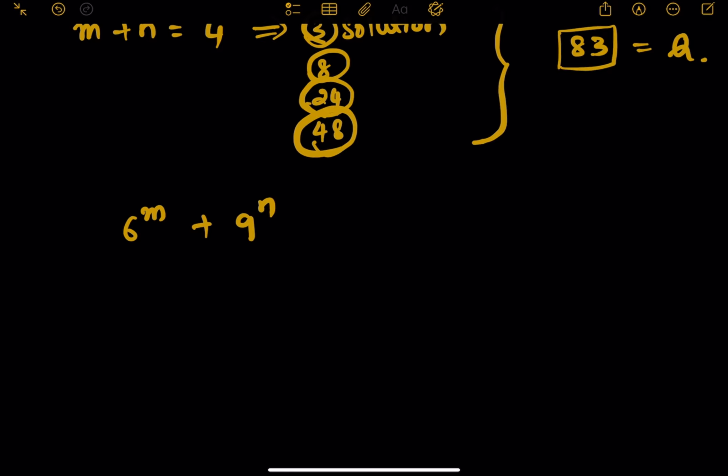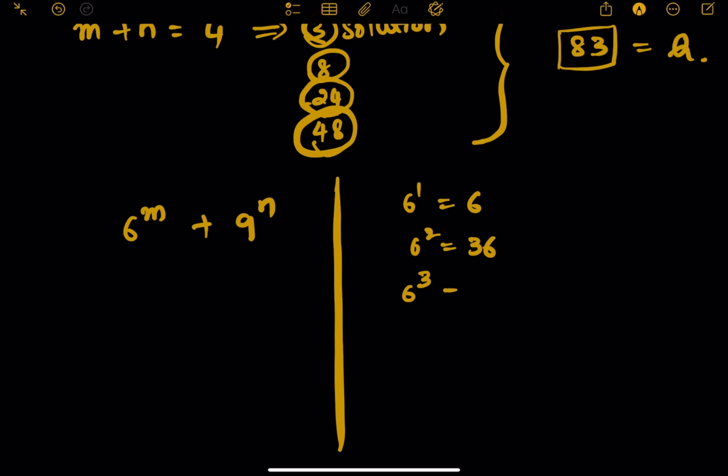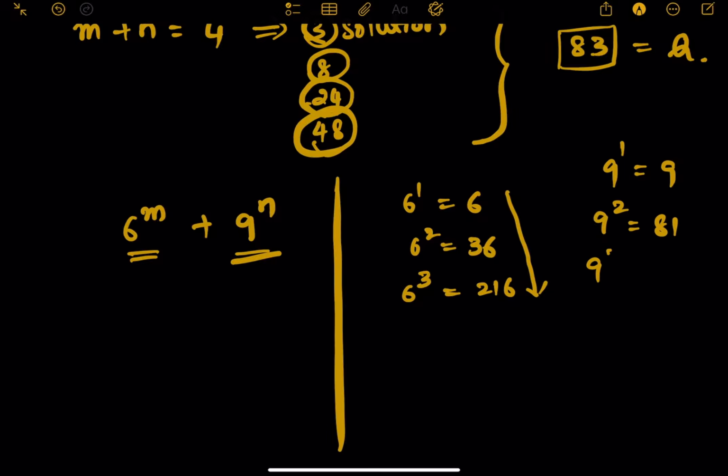So let us try to understand the problem a bit. 6 to the power 1 is 6. 6 square is 36. 6 to the power 3 is 216. So if you observe, the units digit of this is always 6. Now let us consider 9. 9 to the power 1 is 9. 9 square is 81. 9 cube is 729. 9 to the power 4 has the units digit of 1.